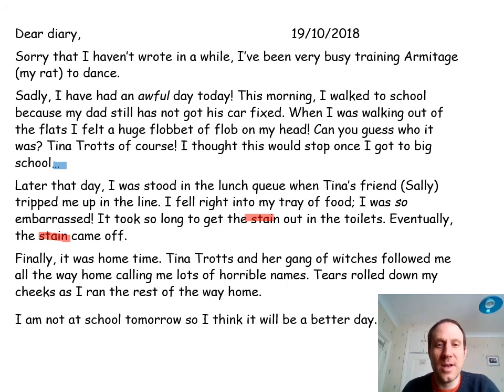Later that day, I was stood in the lunch queue when Tina's friend Sally tripped me up in the line. I fell right onto my tray of food. I was so embarrassed. It took so long to get the stain out in the toilets. Eventually, the stain came off. Finally, it was home time. Tina Trots and a gang of witches followed me all the way home, calling me lots of horrible names. Tears rolled down my cheeks as I ran the rest of the way home. I'm not at school tomorrow, so I think it will be a better day.